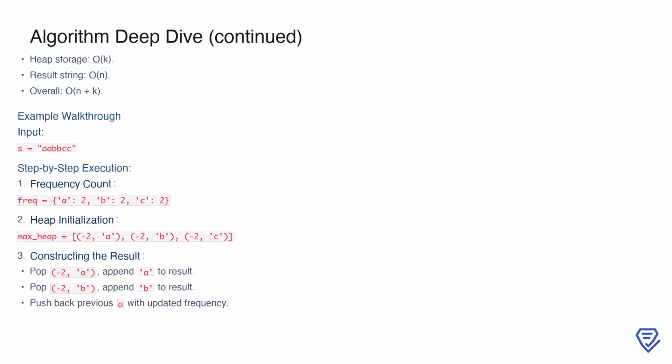The character with the highest frequency, a, is popped from the heap and added to the result. Then, b is popped and added next. After placing b, the previous character a is pushed back into the heap with its updated frequency. This process continues, alternating between characters and ensuring that no two adjacent characters are the same. By carefully managing the heap and tracking previously used characters, we maintain a valid arrangement throughout the process.